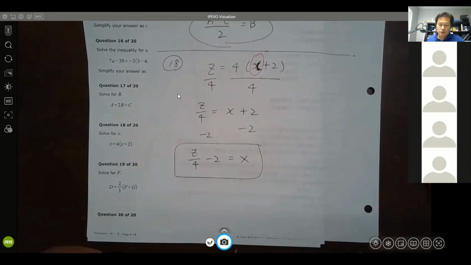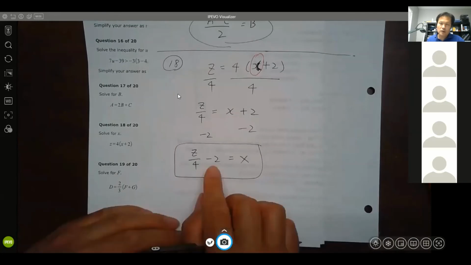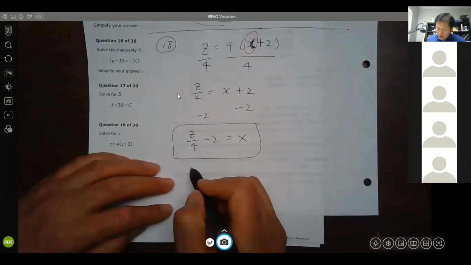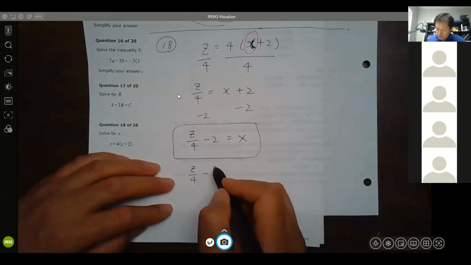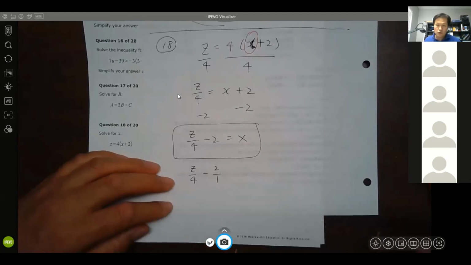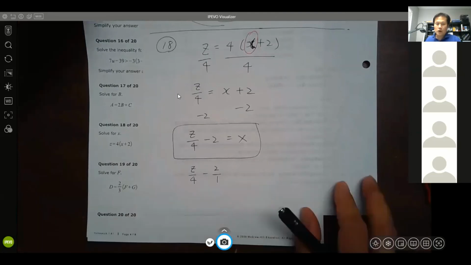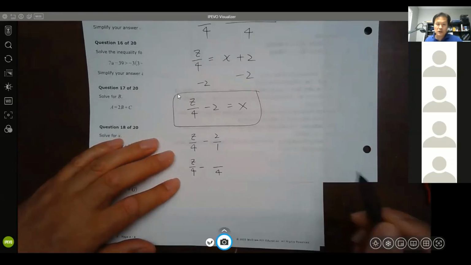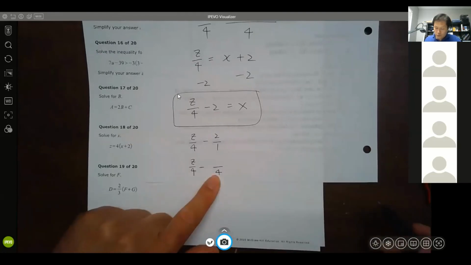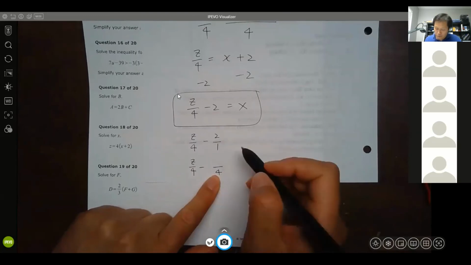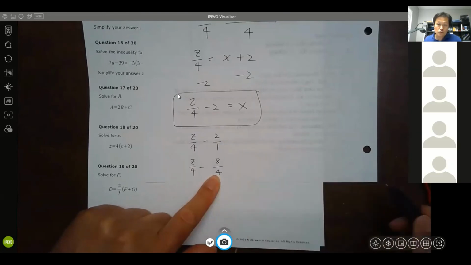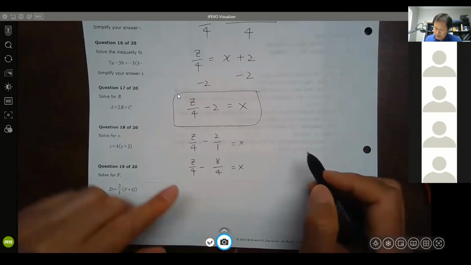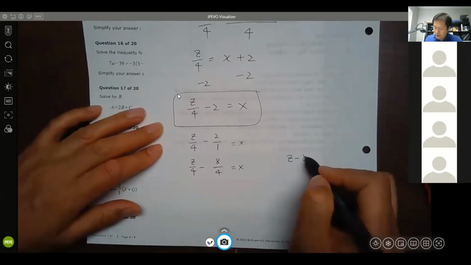If somebody asks you to actually subtract, then you might have to do this. Z over 4 minus 2. Minus 2 is the same as minus 2 over 1. You have to make a common denominator. So z over 4 minus, you want the denominator to be 4. So 1 times 4 makes a 4, so you have to multiply the 2 by 4. Then it will look like z minus 8 over 4 equals x.